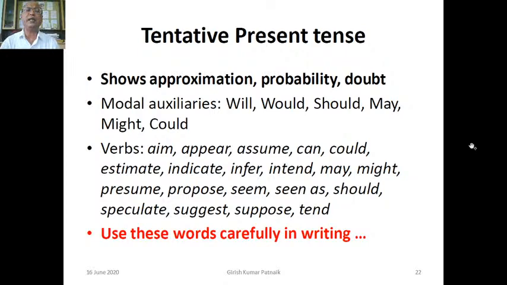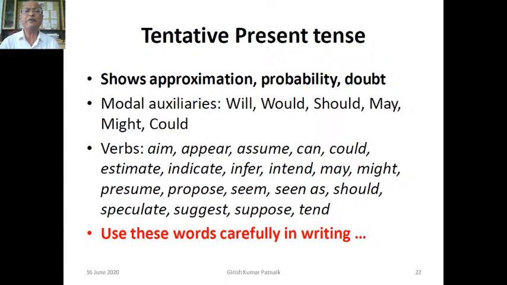Tentative present tense. This is very, very important. We should be very careful while using the tentative present tense. Tentative present tense always creates a doubt, always leads to uncertainty. And in your paper, there is no question of uncertainty, because I know you have done the work and then you are writing the paper. So there is no doubt that you haven't done it. There is no uncertainty. So obviously, while using the tentative present tense, we should be very, very careful.